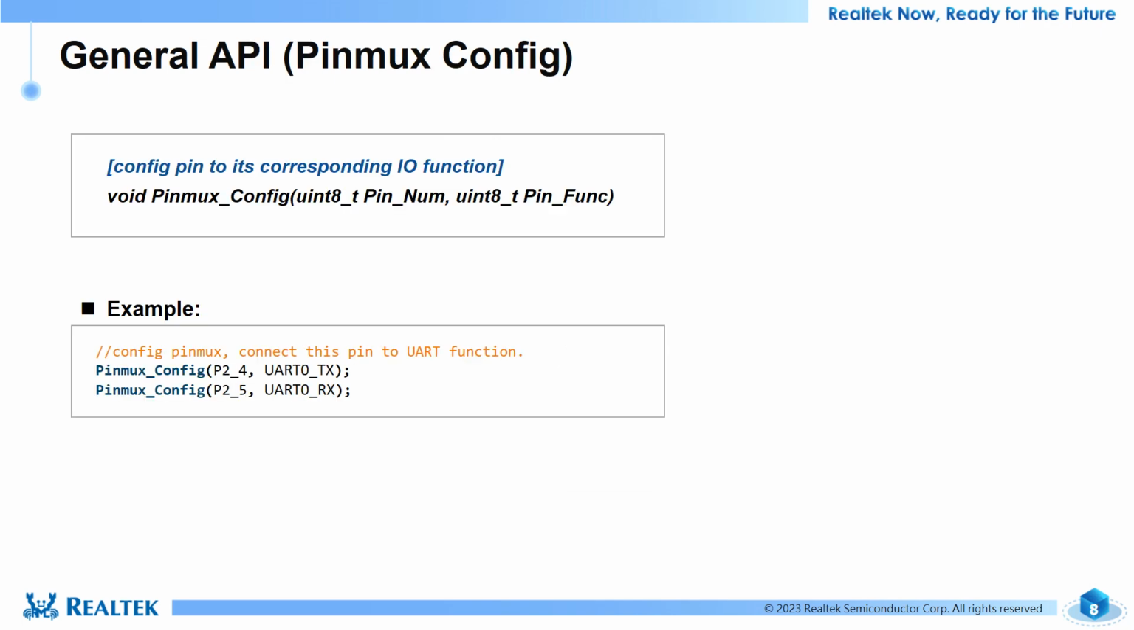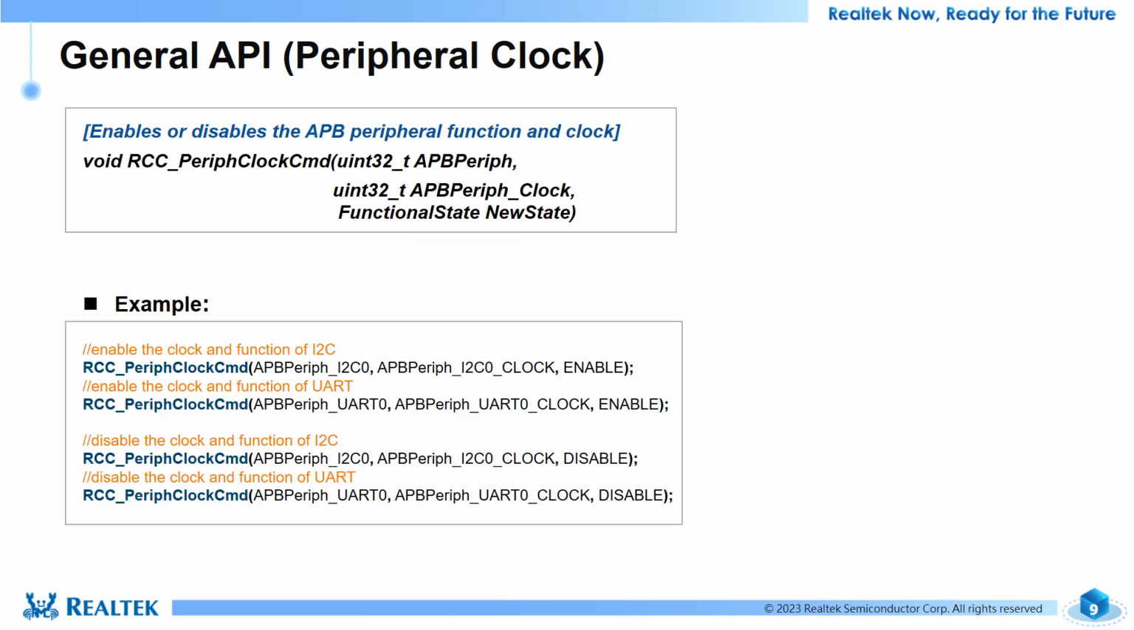PINmux config is used to configure the function of the specified pin. The first parameter is the pin number, such as P24. The second parameter is the pin function, such as UART0 TX. RCC perif clock CMD is used to turn on or off the clock of the corresponding I/O module.